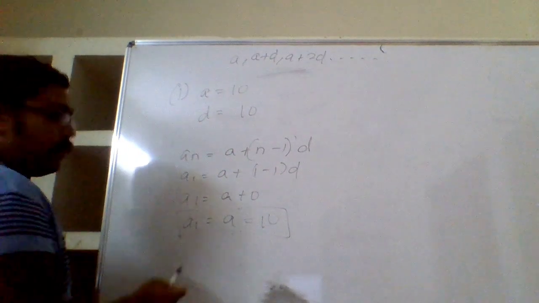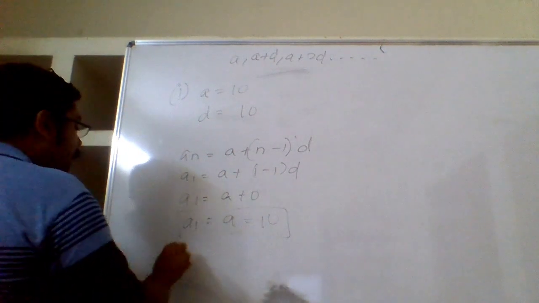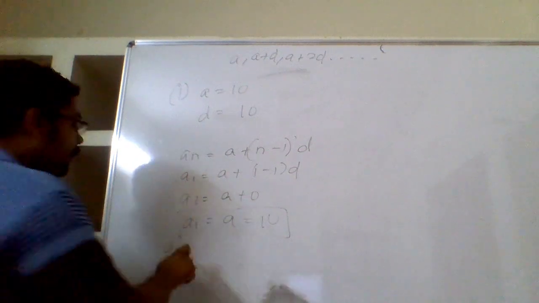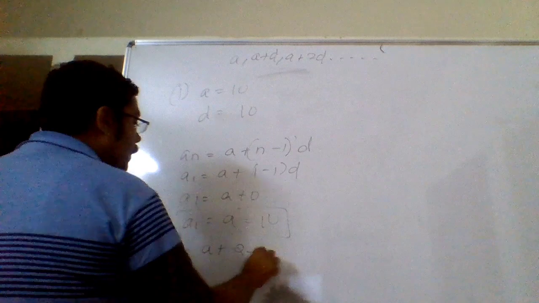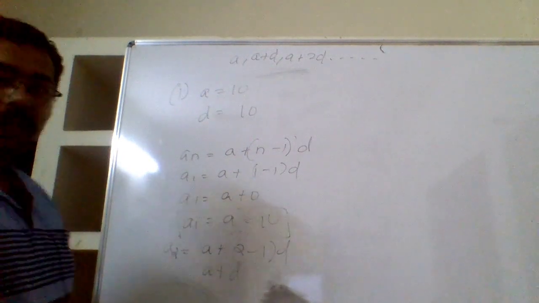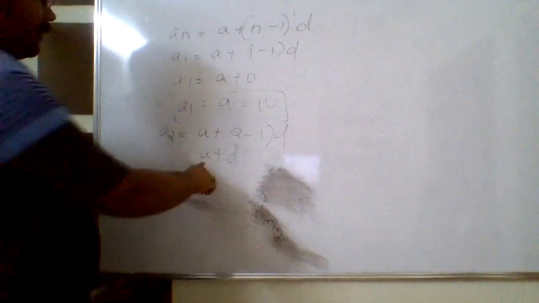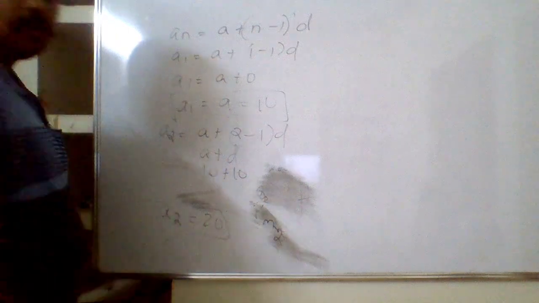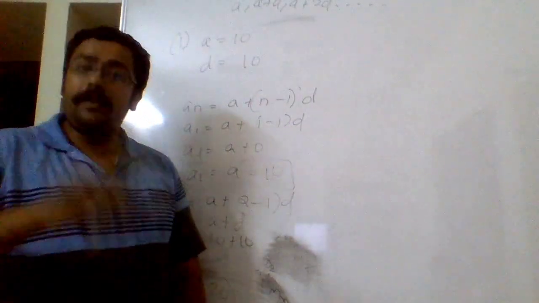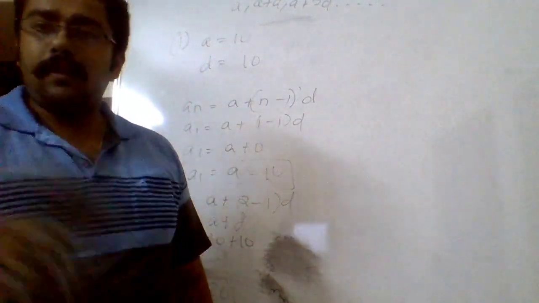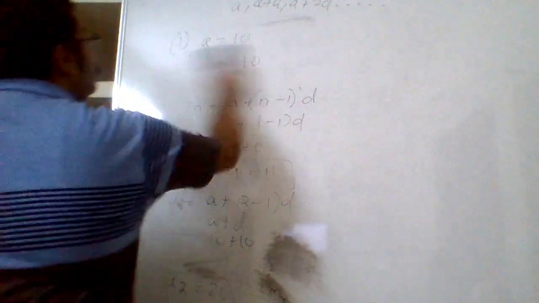Now next you should find out A2. Same as before, in place of n you put 2. So A2 is equal to A plus (2 minus 1) into D. So it will be A plus D. A is how much? A is 10, D is also 10. Therefore your A2 is equal to 20. So the second term we also found out. Now we will find out the third term and fourth term. Third term means put n is equal to 3 and fourth term means put n is equal to 4.